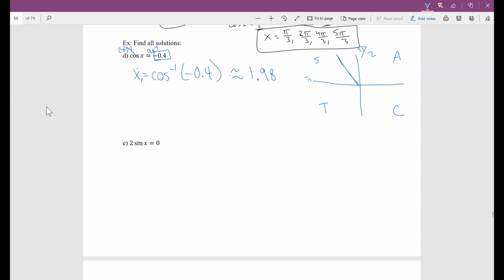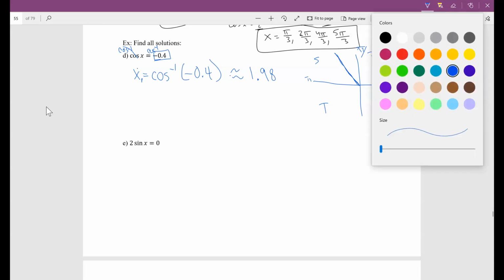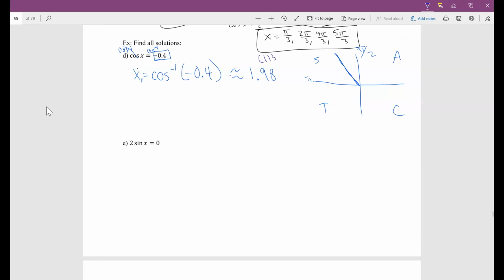This is the angle, 1.98 radians. If you want to put it in degrees, you can, and you'll see that it's 113 degrees. So let me write it right here. This guy is basically 113 degrees. If it's easier for you to write it in degrees, just write it in degrees. We need to figure out where else I'm going to get the cosine being negative 0.4. Notice that here cosine is positive, and we already got this one. Here cosine is negative, so the other solution is going to be right here.